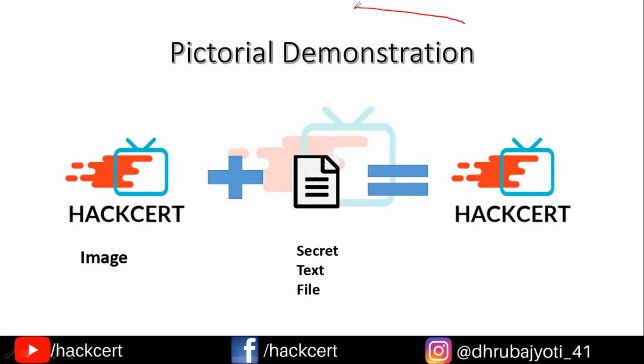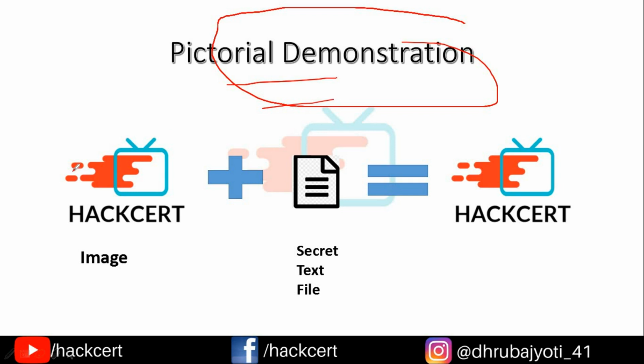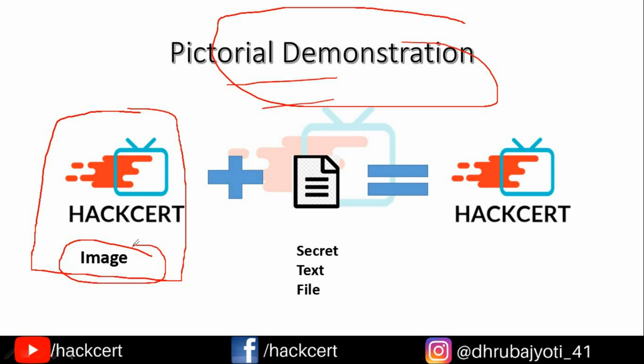So here's a pictorial demonstration of how it works. This is basically an image. As I'm saying, I'm specifically taking an image as the primary file for this video, but you can take any type of file as a primary file. It's not that you need to take an image each and every time. It can be a video file, anything. Similarly, the secondary file can also be anything. It's not compulsory that it will be a text file, an image, or a video. It can be anything.